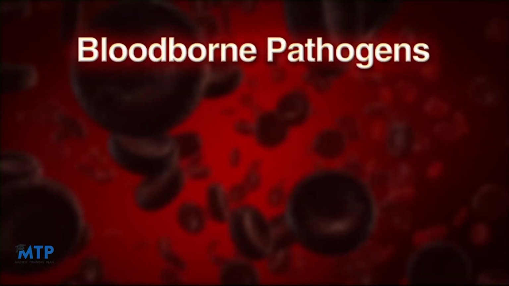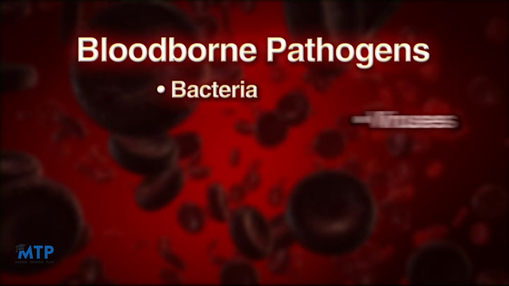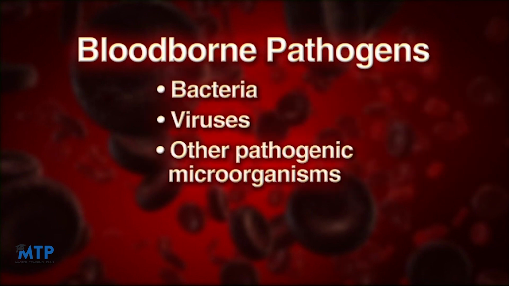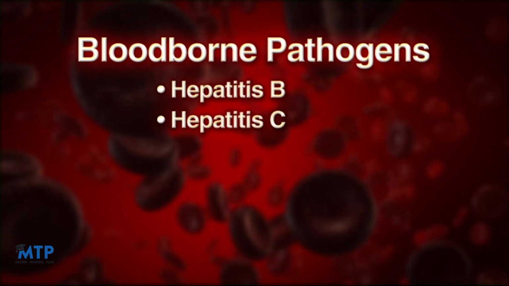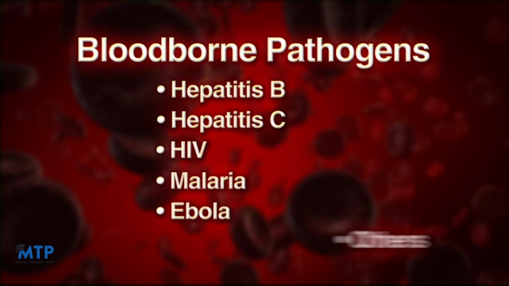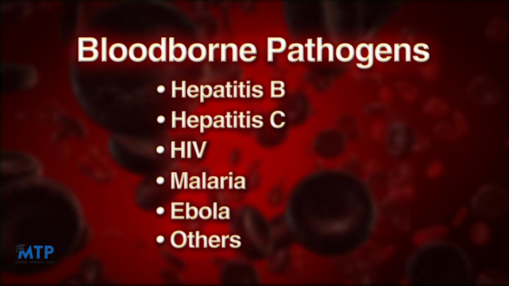What are bloodborne pathogens? Bloodborne pathogens are bacteria, viruses, and other pathogenic microorganisms that are too small to be seen and can only be detected by sophisticated medical tests. These pathogens live in blood and certain other body fluids and can cause serious diseases like hepatitis B, hepatitis C, HIV, malaria, and Ebola, diseases that can make you extremely sick or even cause death.